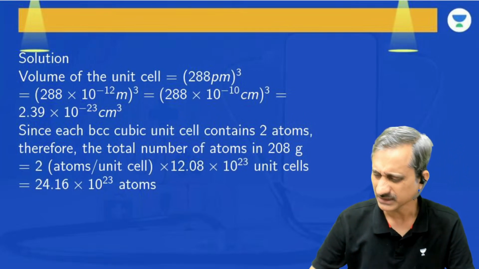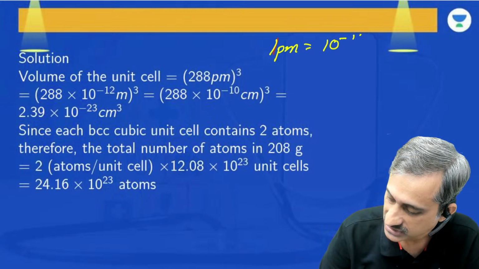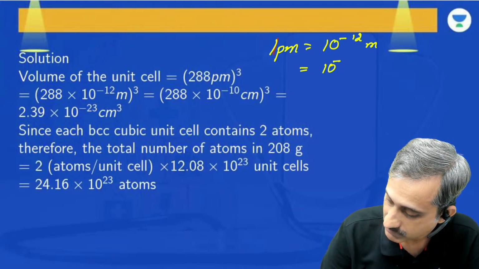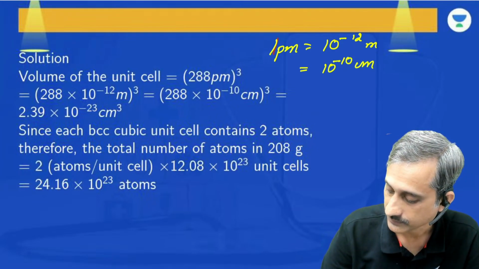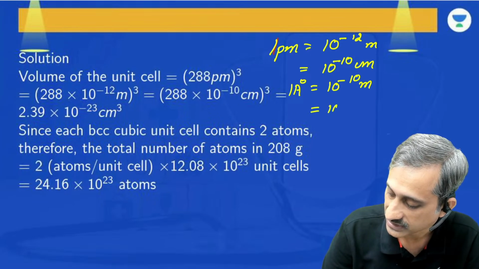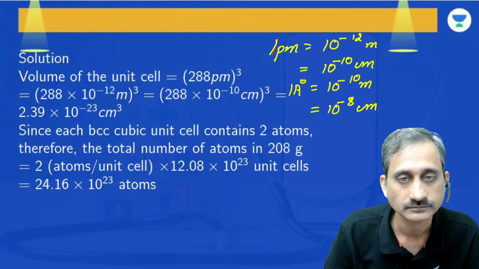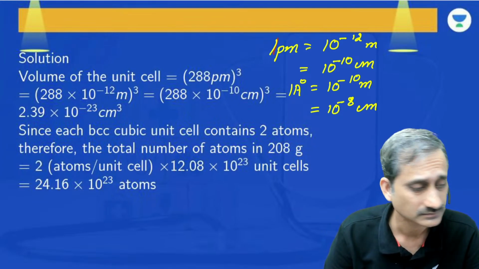पिकोमीटर्स को कन्वर्ट करने में 1 picometer is equal to 10 raised to power minus 12 meters. Okay, it is equal to 10 raised to power minus 10 centimeters. Is it okay? 1 angstrom is equal to 10 raised to power minus 10 meters, which is equal to 10 raised to power minus 8 centimeter. Is that clear? Any confusions here?